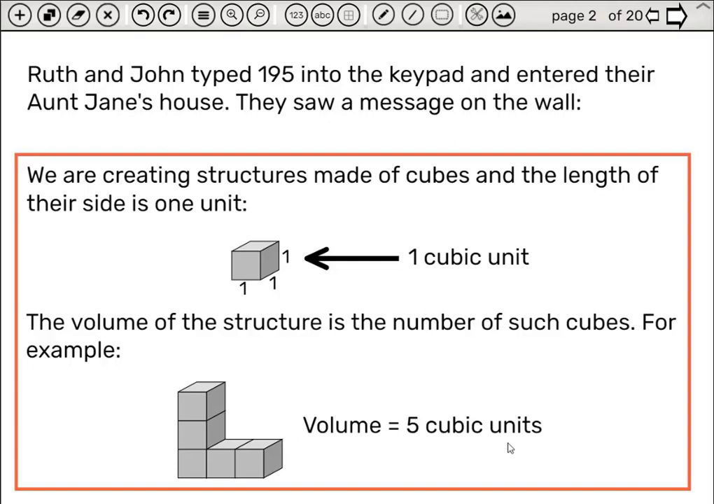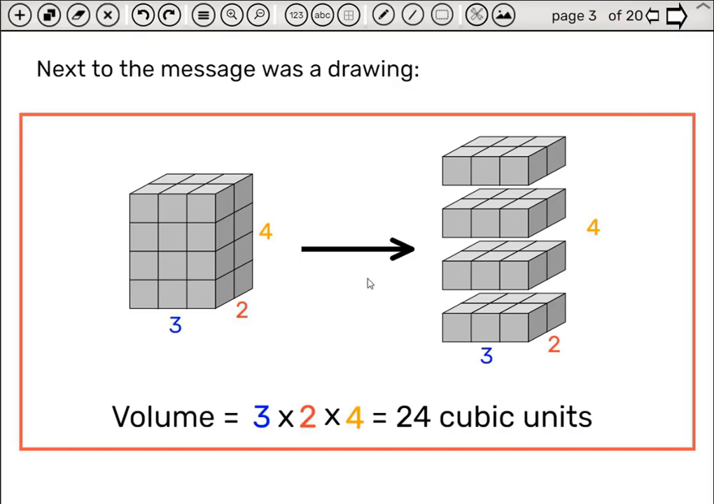For this lesson, we assume the students know how to calculate the volume of a box. This is just a reminder. We continue the story. Next to the message was a drawing. This drawing is a very convenient way to conceptualize the calculation of the volume of a box. This is what we want the students to understand and practice.